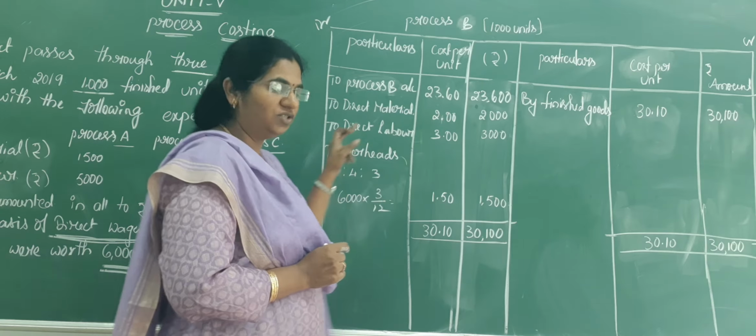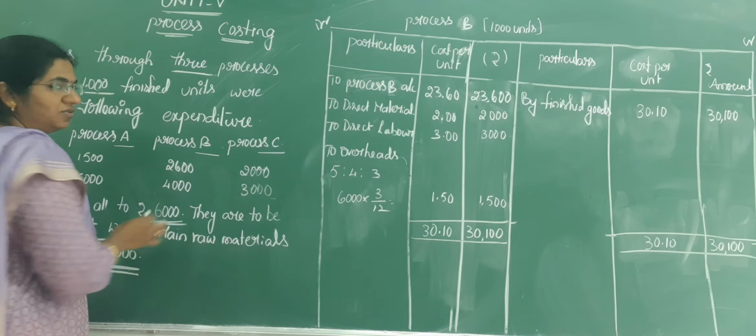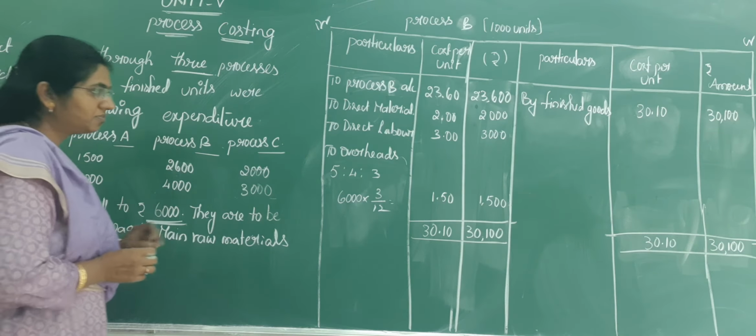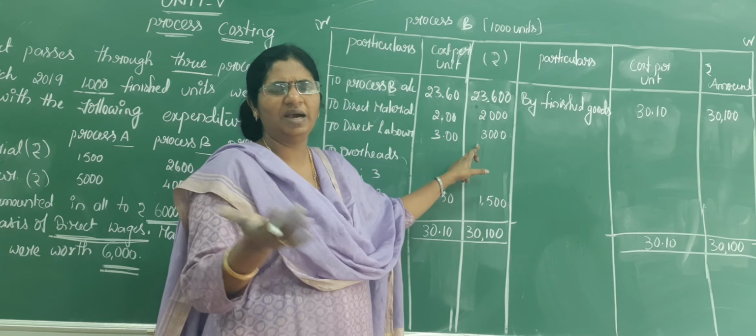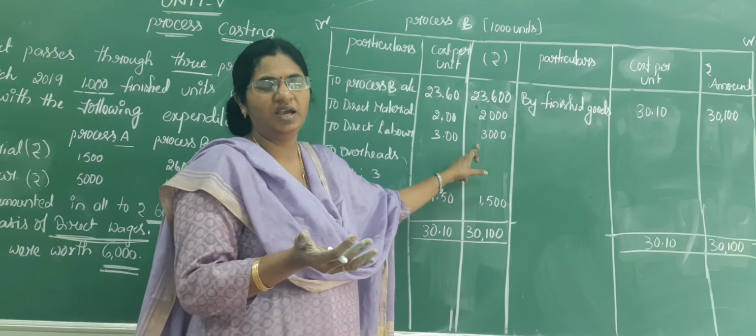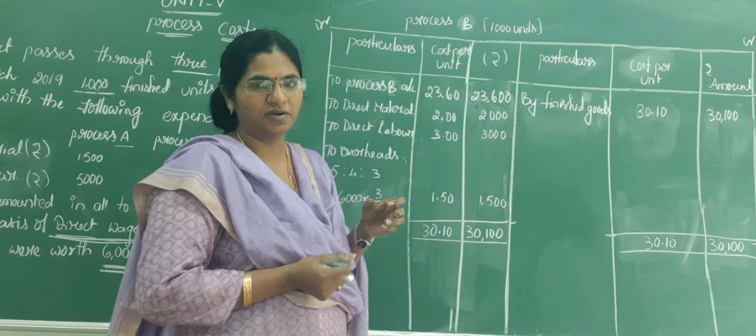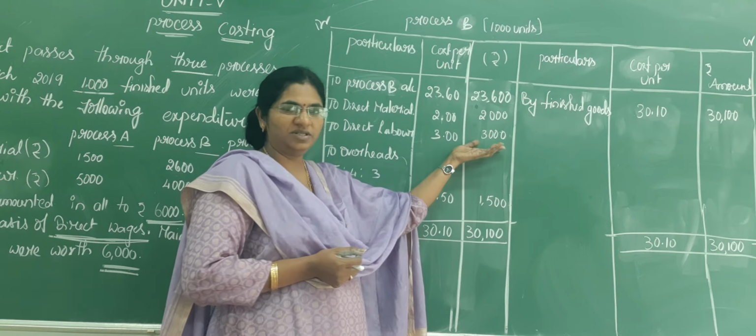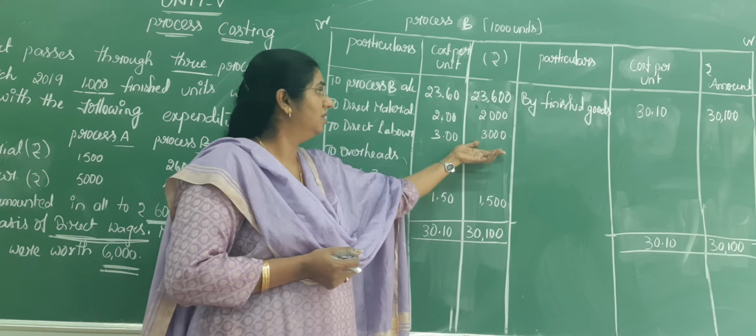Next, direct wages or direct labor. The direct labor for process C is 3000. So take the 3000, write it over here in the amount column as 3000. What is the per unit cost? Obviously, when you have observed process A and process B, it will be very easy for you to tell the process C per unit cost of direct labor. Total direct labor value is 3000. Divide by 1000. What's the per unit cost? 3 rupees. This is 3 rupees.